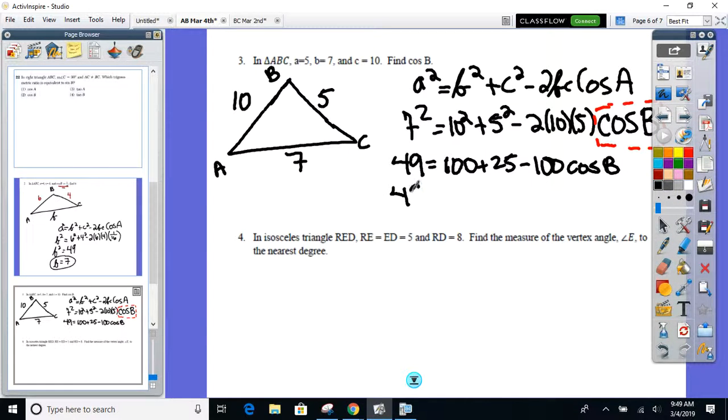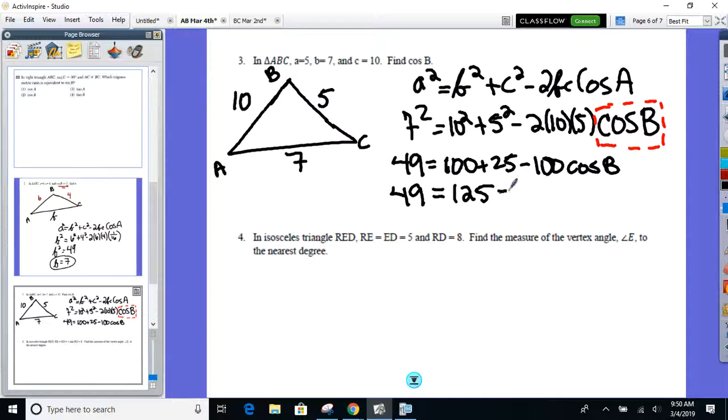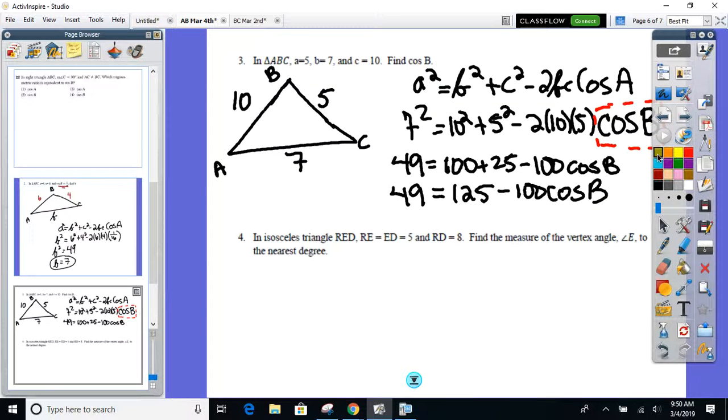So I'm going to have 49 equals 125 minus 100 cosine B. Don't subtract the 125 and the 100. You can't. The 100 has a variable. All right, who's a stud in the algebra class here? I still need to get cosine B alone. What's my next move then if I can't combine these two? Got to get this by itself. What's my next move here? Take the 125 and subtract it over. Go. Take the 125, subtract it over.